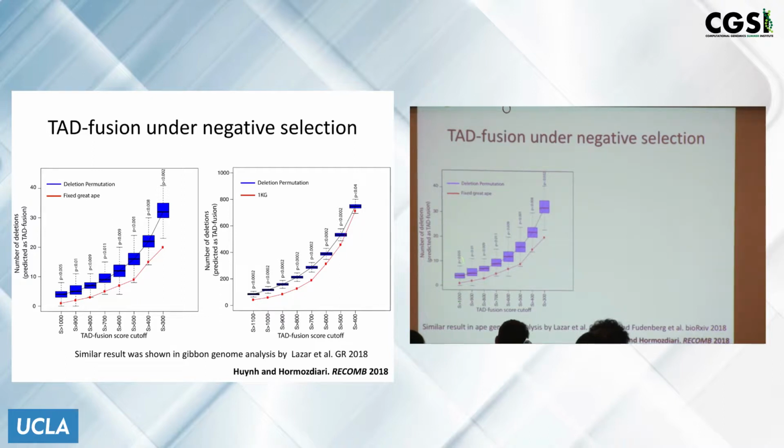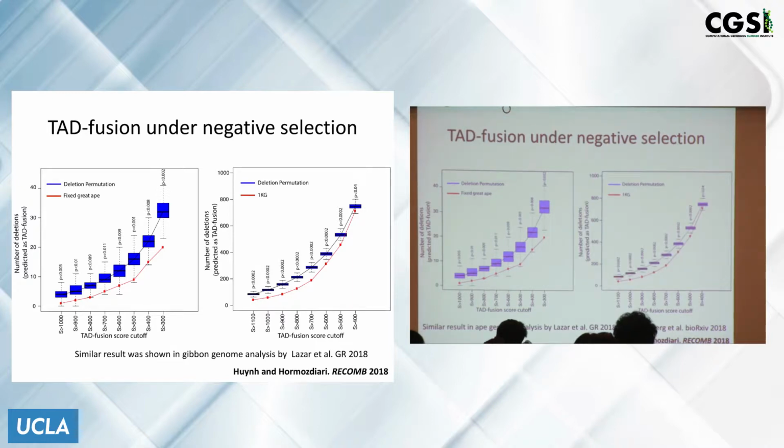So the blue boxes are the numbers that we get using random permutation, and red is the real number using the real data. As you can see, for the real data, for most of the high TAD fusion scores, for all the different scores that we compared, as long as it's bigger than some threshold, after that it will not hold. The number of TAD fusions that we see is less in real data than what you would expect from random. This means in great ape, in fixed deletions, the ones that have very high TAD fusion score are being gotten rid of.